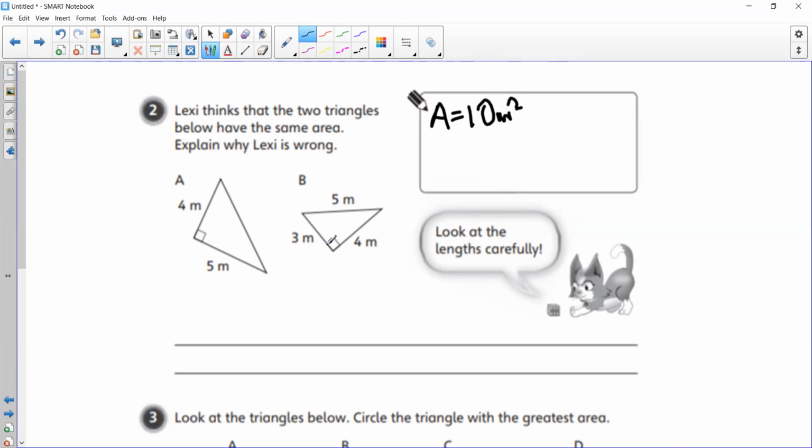Well, actually, this would be the base, wouldn't it? Because that's the smaller. So that will be the base, and then the height, how tall the triangle is, is 4. So 3 times 4 is 12. Divide that by 2 then would be 6 meters squared. Okay, so that is why she's wrong. So you need to explain what she's done wrong there.